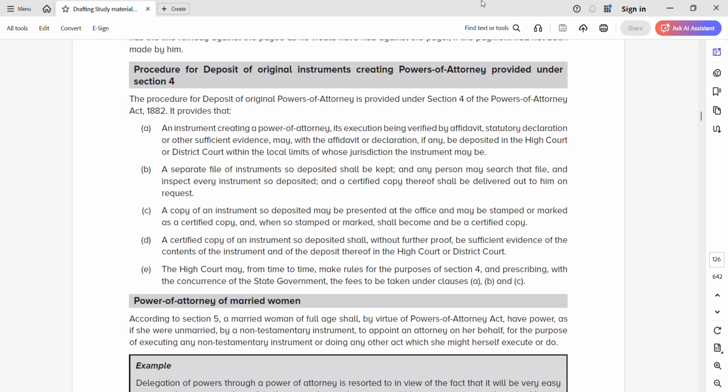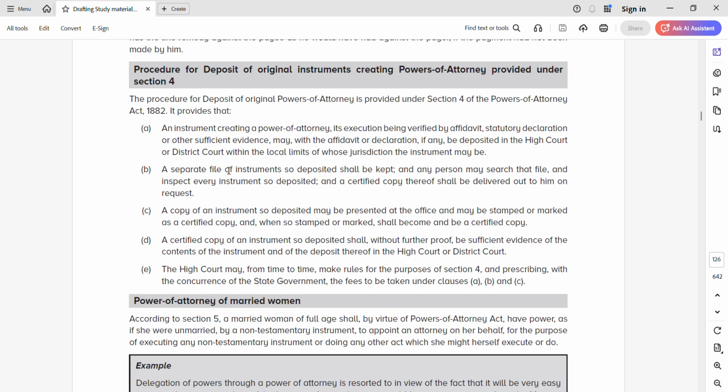Briefly elaborate the procedures for deposit of original instruments creating power of attorney provided under Section 4 of the Power of Attorney Act. The first catch term is that the execution of the instrument should be verified by affidavit, and a statutory declaration or other sufficient evidence may be deposited with the High Court or District Court. The first catch term is affidavit, then it should be deposited with the High Court or District Court.